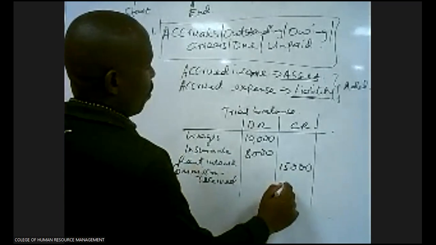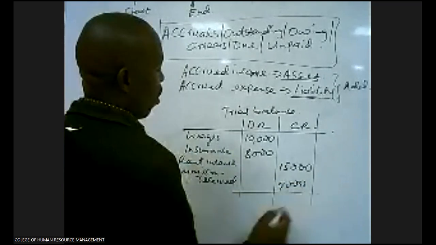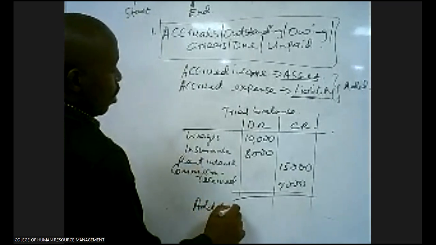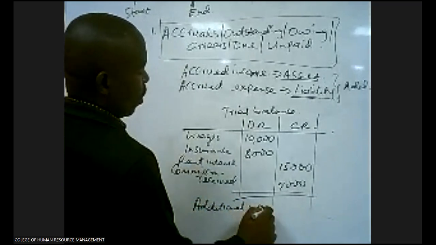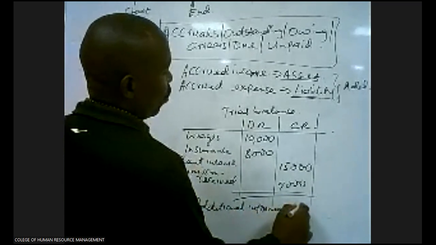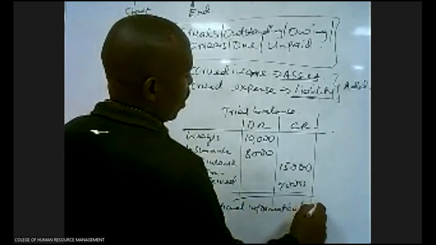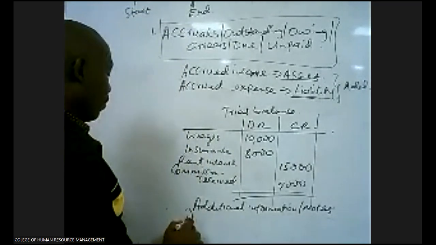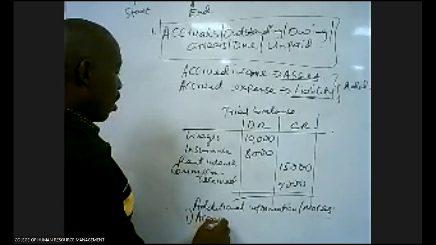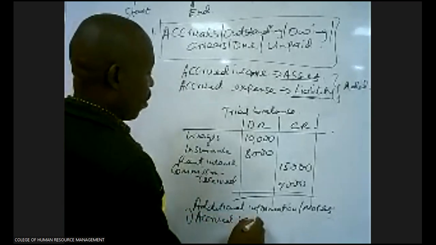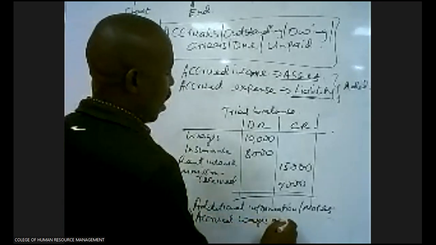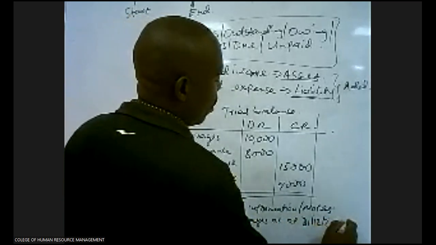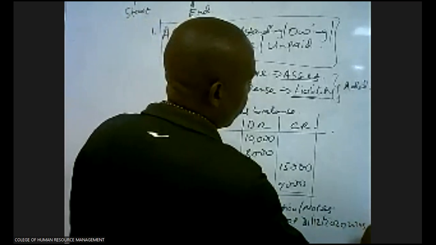Maybe 9,000 like that. Once you have your trial balance, below the trial balance you will be given what we call additional information. Sometimes we can refer to them as the notes. Then they will tell you, number one, accrued wages as at 31st of December 2020 was 1,000.